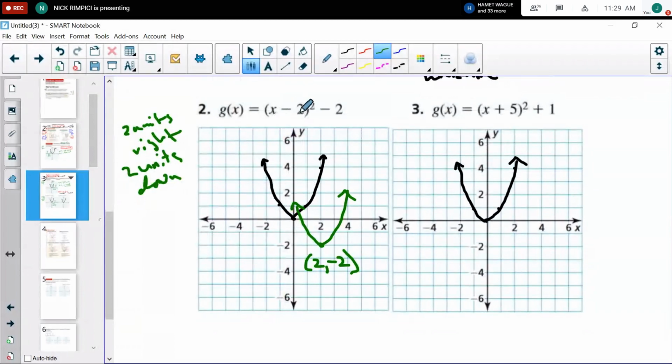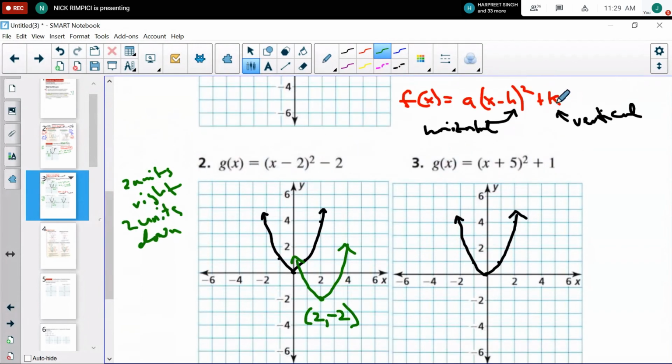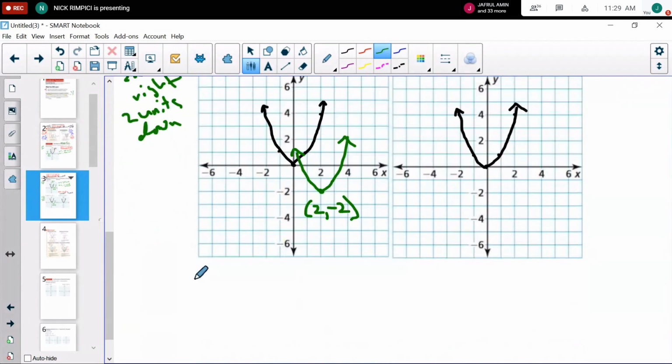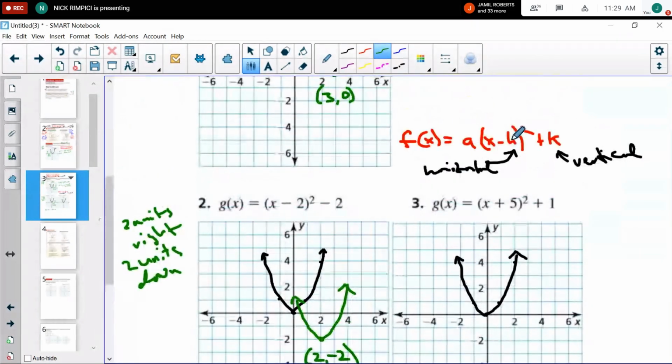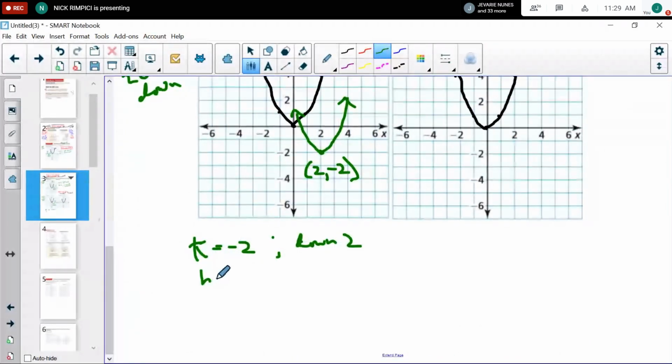So if you look at this, I like identifying K first. K is the one that's right out here. So K in the K position is negative 2. So K equals negative 2. And that's why we got the down 2 units. And the H position, we need the negative. There is a negative. So H is 2 in this question. H is 2. And that's where the right 2 comes from.